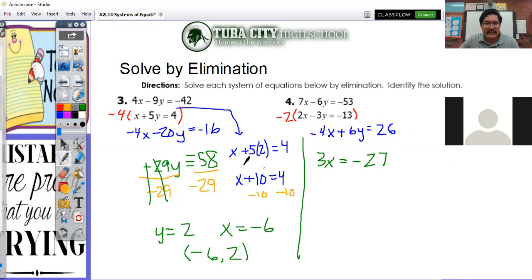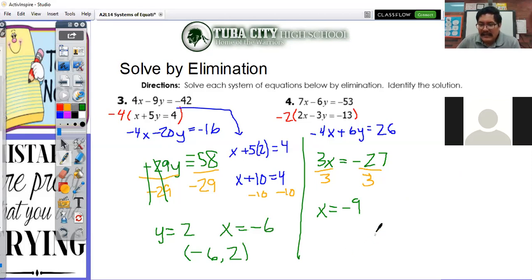And let me go ahead and divide both sides. So it looks like I'm going to have to divide both sides in order to get a 3. x equals negative 9. All right, looks okay to me.